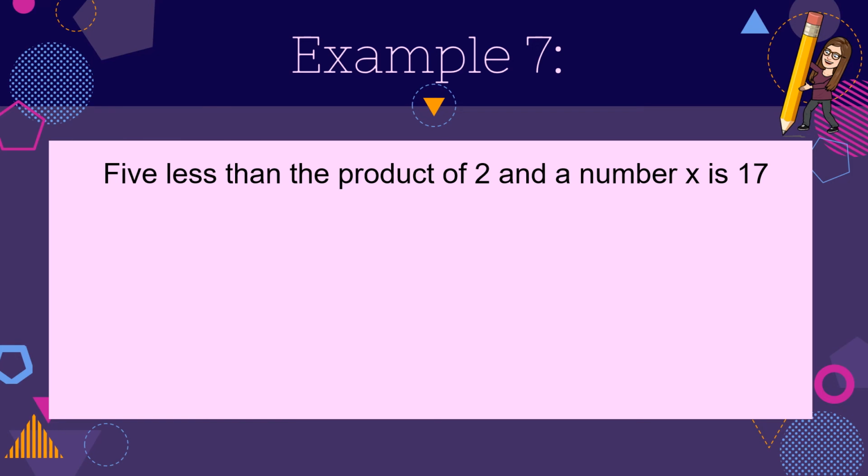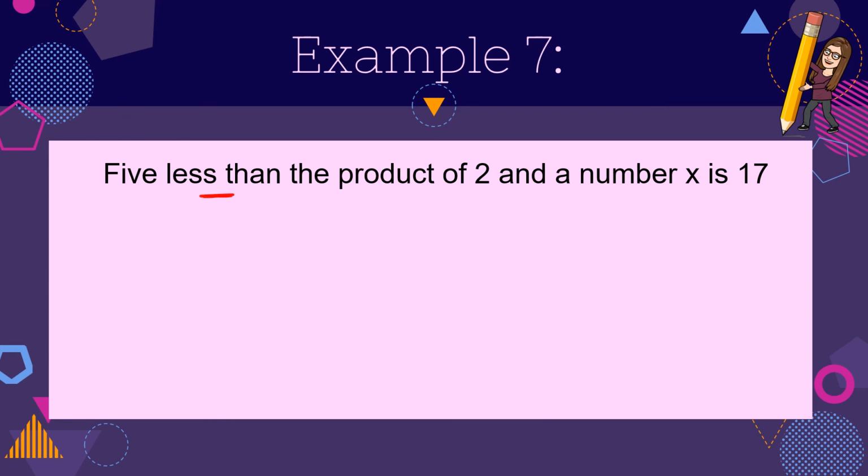The last example is we are going to write the words into letters, numbers, and symbols. That's what we did all first unit. And then we're going to solve it. So first of all, I'm going to read this sentence. 5 less than the product of 2 and a number x is 17.